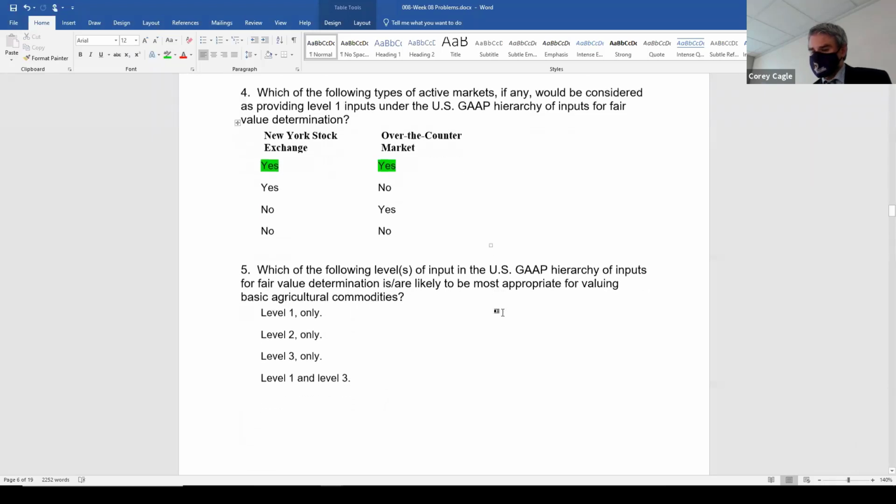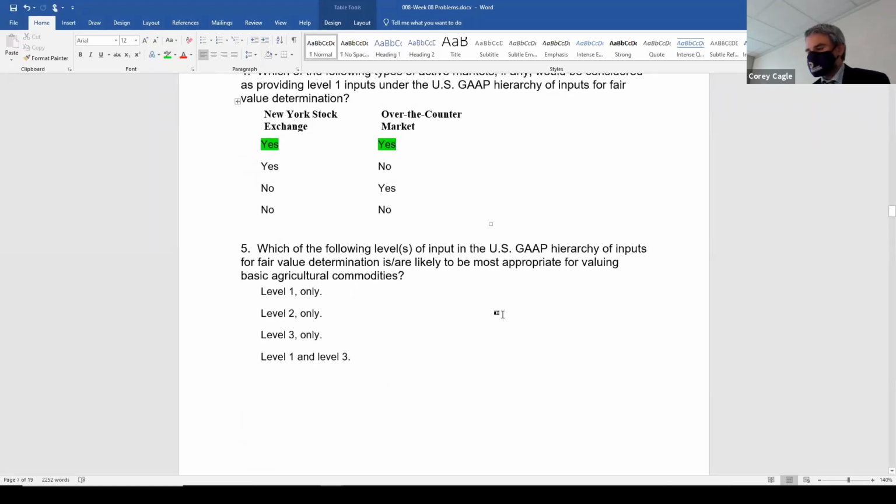Number 5, which of the following levels are likely to be most appropriate for valuing basic agricultural commodities? So think about it. This is standard things. There's definitely active markets for it. It's definitely observable. You know, identical in nature. Corn is corn, right?